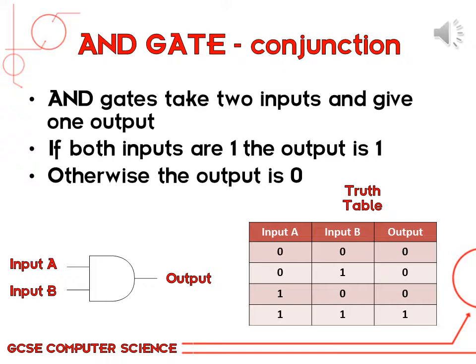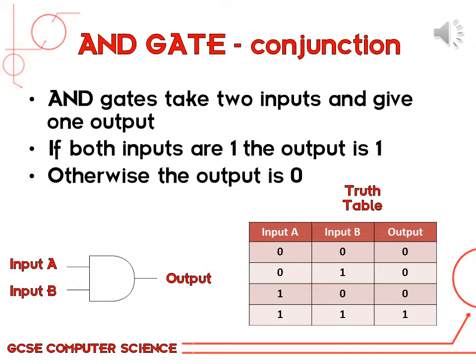Okay, then for the output column, you just apply the binary logic. So 0 and 0 is 0, 0 and 1 is 0, 1 and 0 is 0. But the last one, both of them are true. So 1 and 1 equals 1.